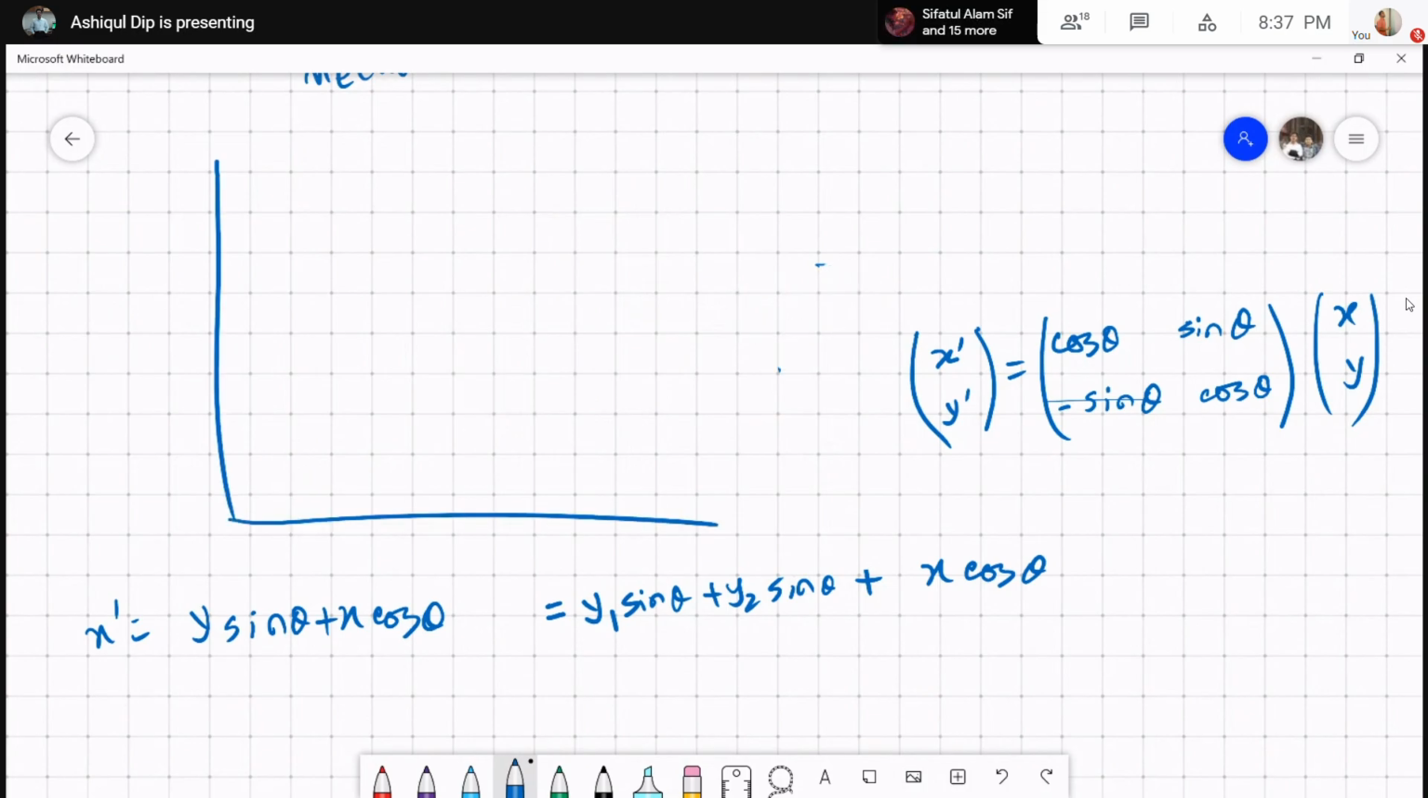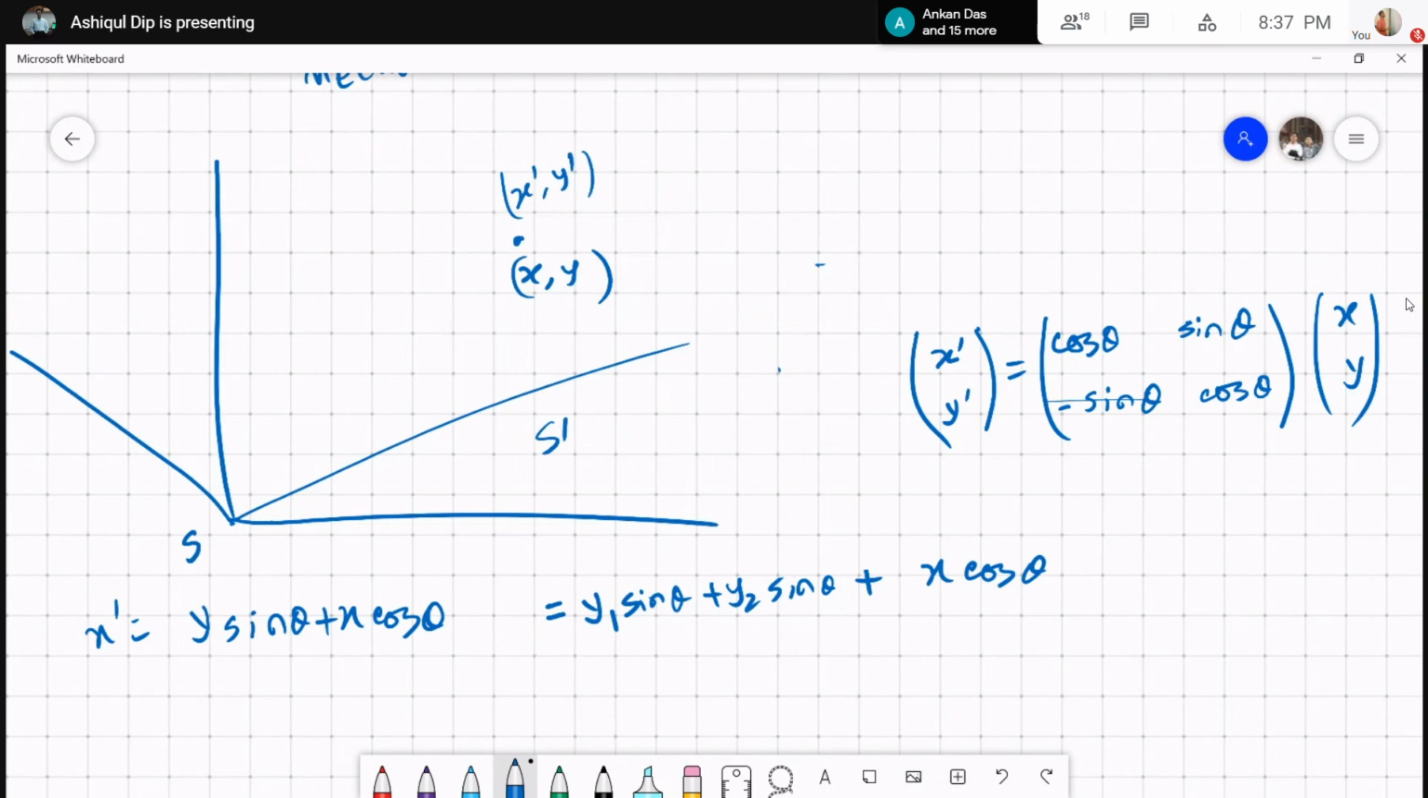Let's redraw again. So in one coordinate, say in S coordinate, it was x comma y, but in another coordinate, this S prime coordinate, its label is now x prime comma y prime. But both of these labels represent the same point, right? So providing just the label is not everything. We need to know how the coordinate was set up. So that's another important thing.